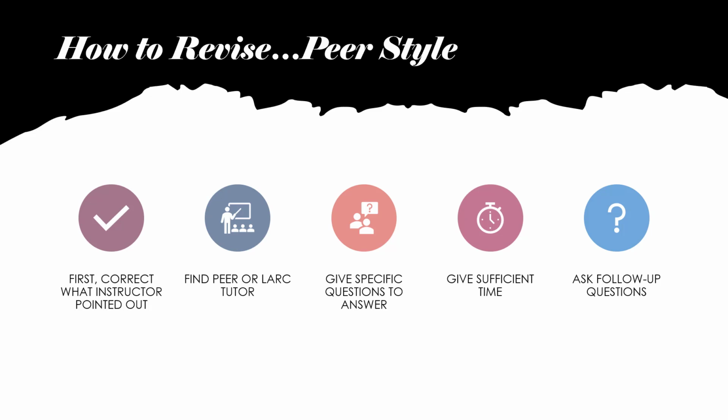If you are going to grab a peer and have them help you revise, which I highly suggest that you do, there's some key things to remember. First, correct what the instructor pointed out. So you should not take your rough draft that you just turned in to your professor and immediately hand it over to a peer, because you are probably going to get a lot of the same feedback. All right. And you don't really need an echo chamber, and you don't need people doing the same thing more than once. So first, go ahead and correct everything that you can from what the instructor pointed out, and then have somebody revise it for you.